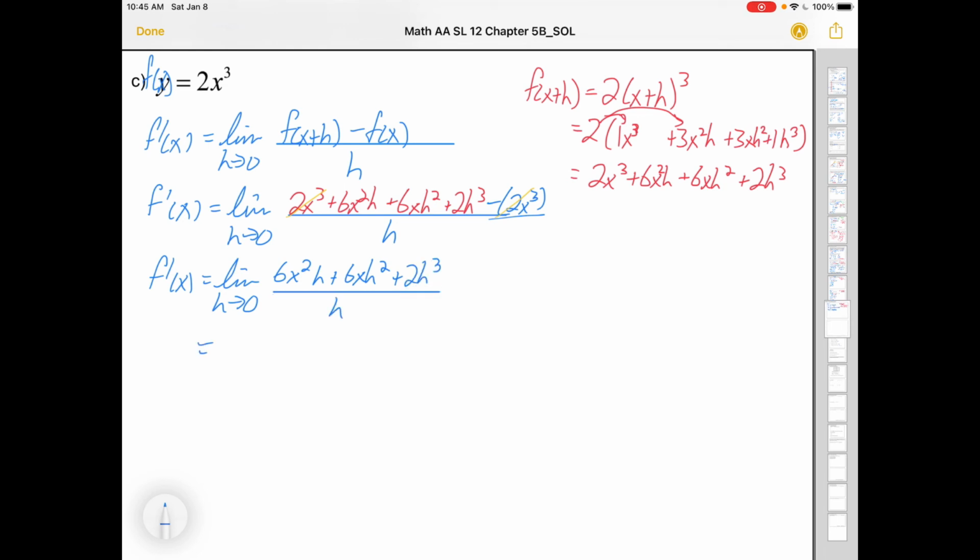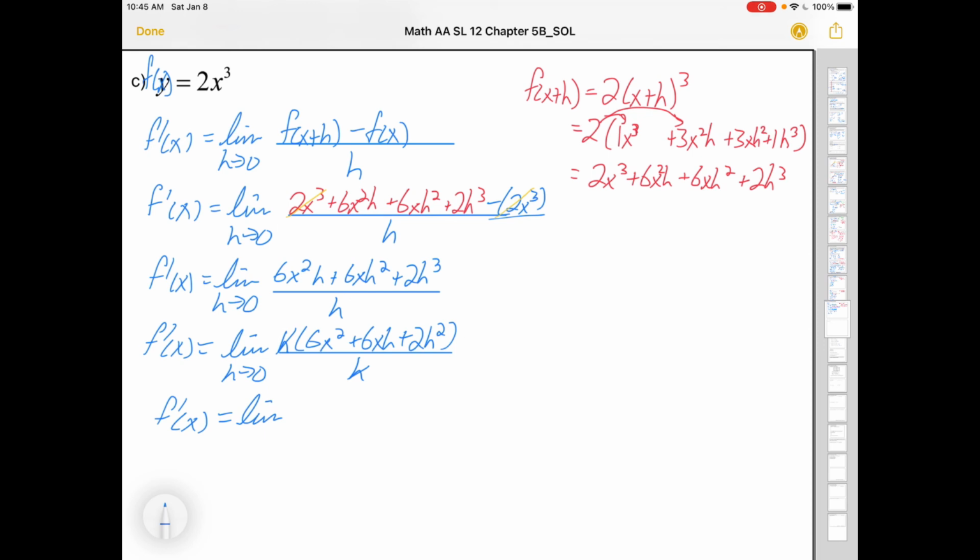You could factor out a 2, but I don't think there's any point. Let's just factor out the h because we want to get rid of it. So that will be 6x squared plus 6xh plus 2h squared all over h. And finally, our problem can go.